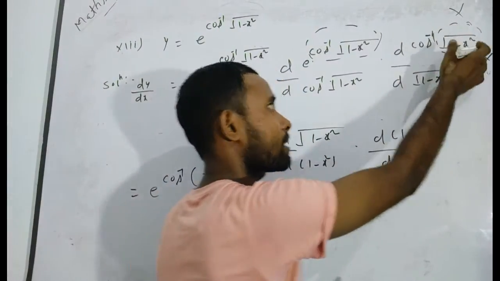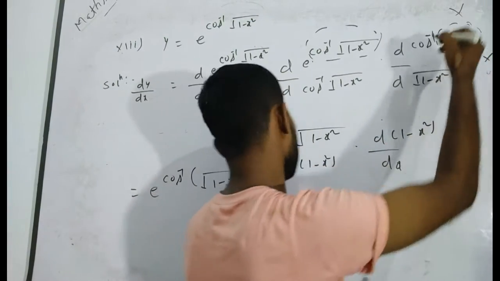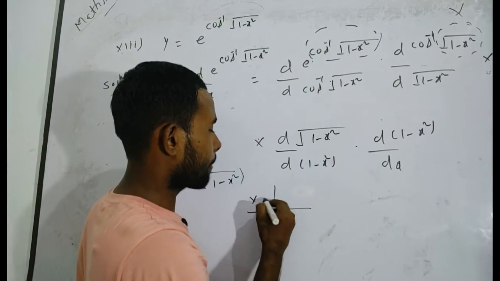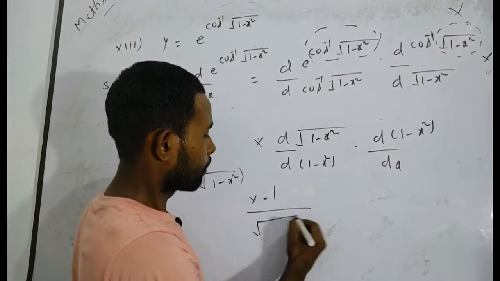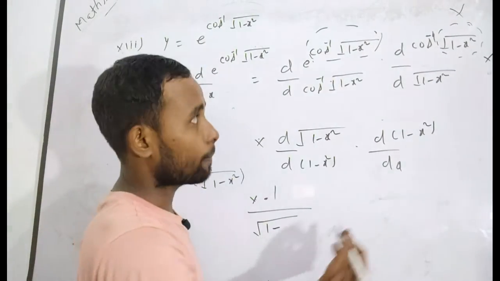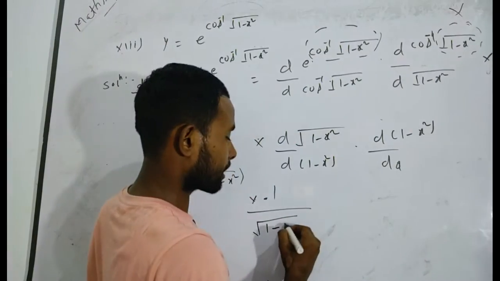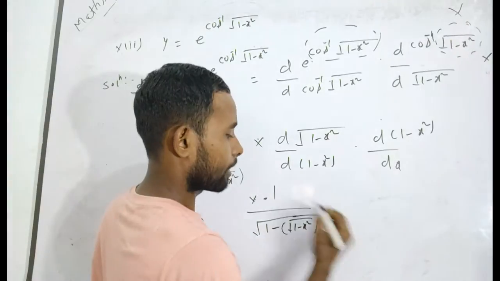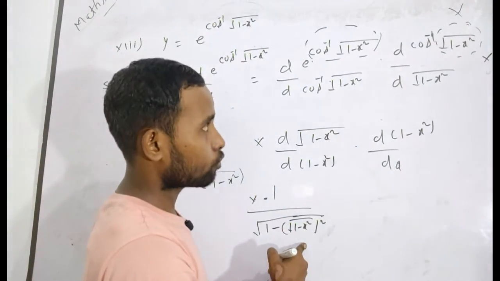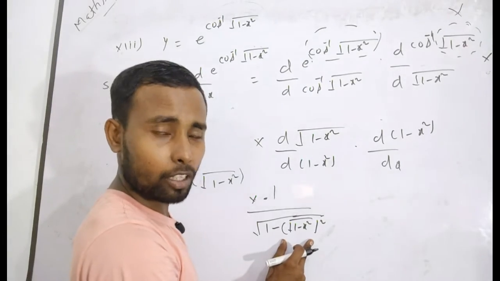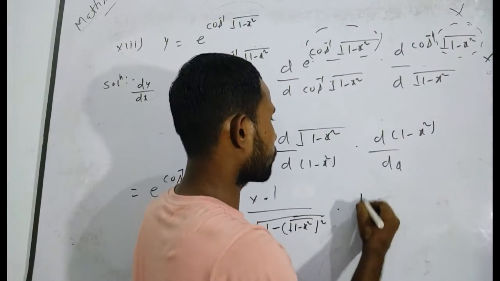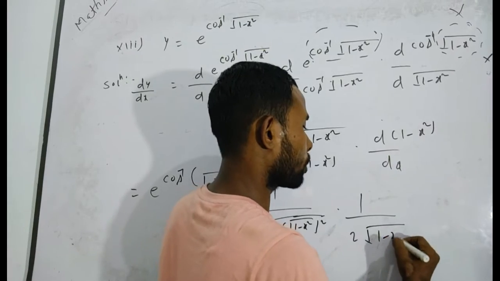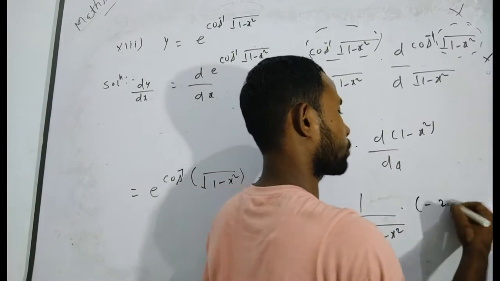Derivative of cos inverse. Suppose that this is your x, capital X. In that case, according to the formula, its answer will be minus 1 divided by root under 1 minus x square. In place of x, there is given root under 1 minus x square, so I want to square this term. You have to square because in place of x, there is given root under 1 minus x square. Again, differentiate root under 1 minus x square with respect to 1 minus x square, which will be 1 upon 2 root under 1 minus x square, and the derivative of 1 minus x square will be minus 2x.